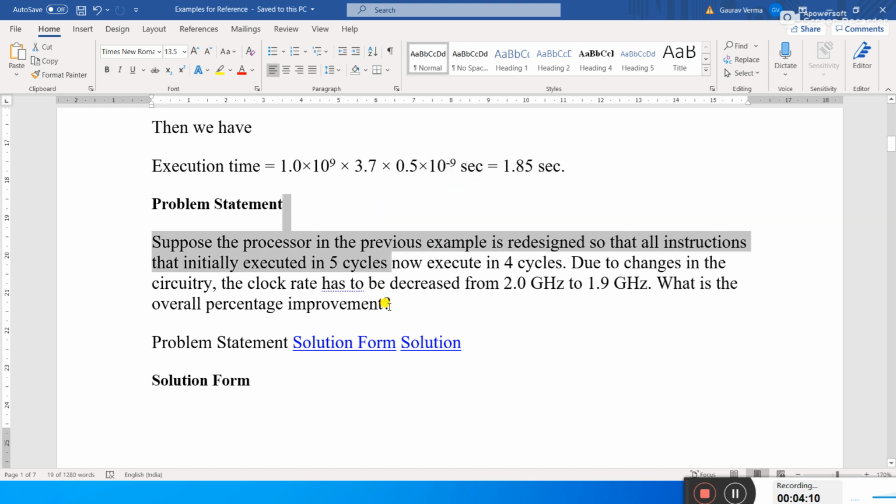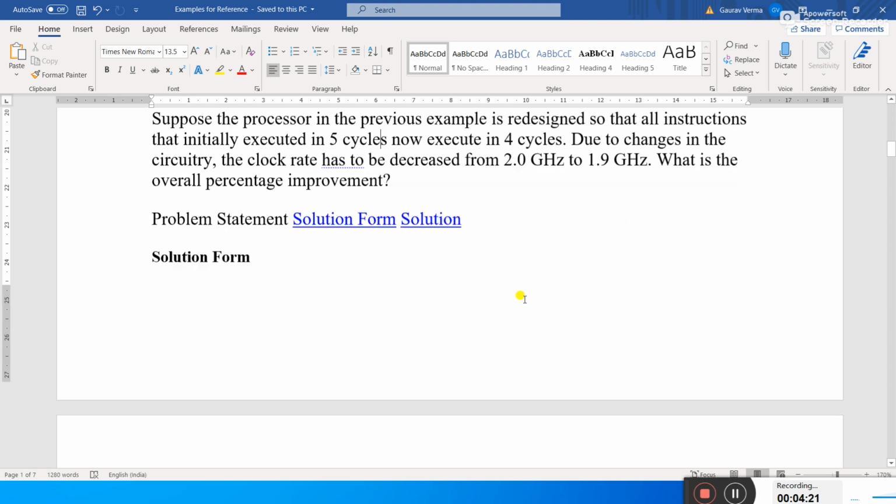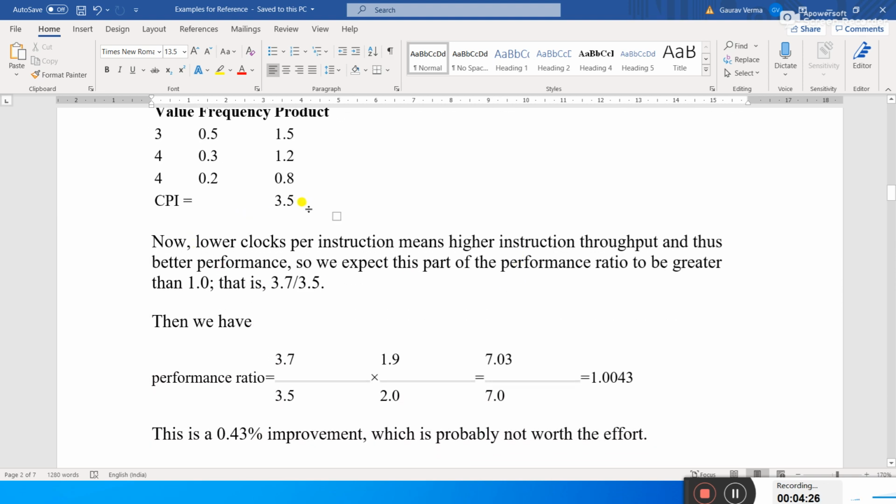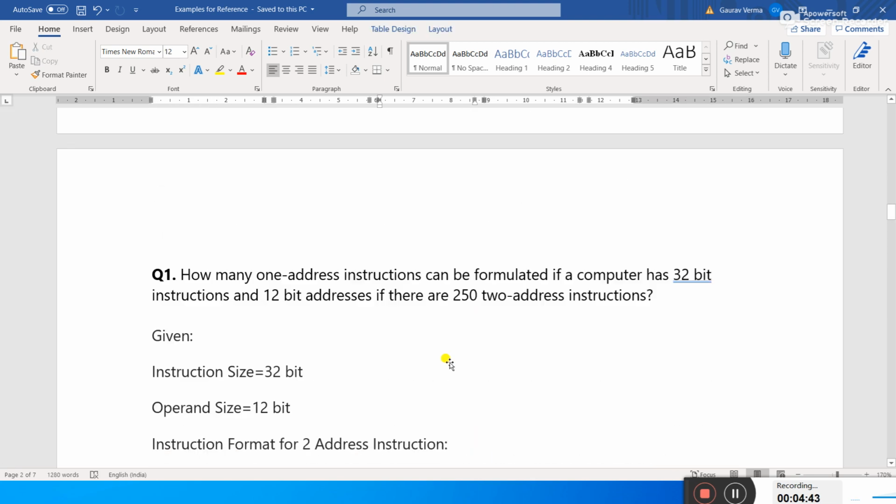Now the examiner may ask: the 5 cycles in the last example are now 4 clock cycles, and the frequency is decreased to 1.9. Then what is the performance improvement? We find the new CPI, which is 3.5. Then I divide the last CPI, which was 3.7, by 3.5, multiplied by the clock frequency, which is now 1.9, where before it was 2 gigahertz, and I will get the value of the improvement.